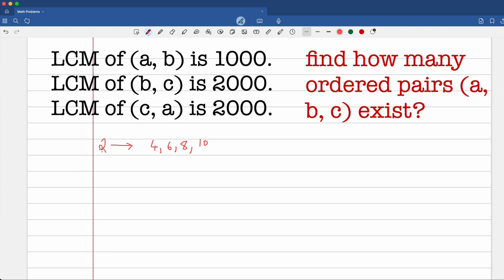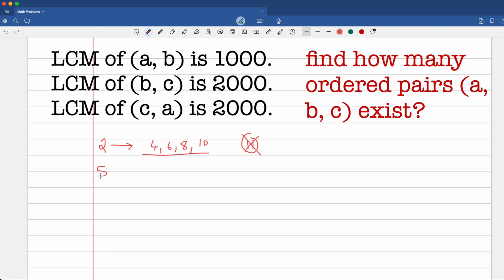In other words, if I multiply 2 with any other number, I should be able to achieve one of these numbers. So this is what I would call a multiple of 2, and 11 is not a multiple of 2. Because no matter what I do, if I multiply 2 with an integer, I would never be able to reach 11. So 11 is not a multiple, and 10 is a multiple.